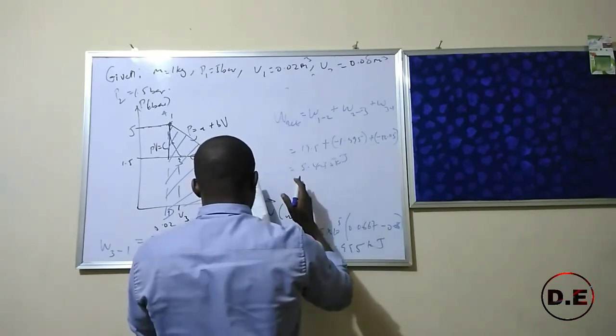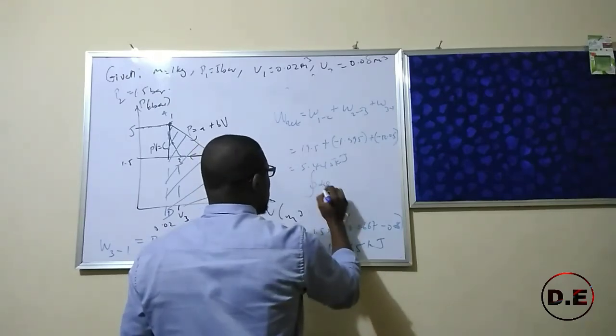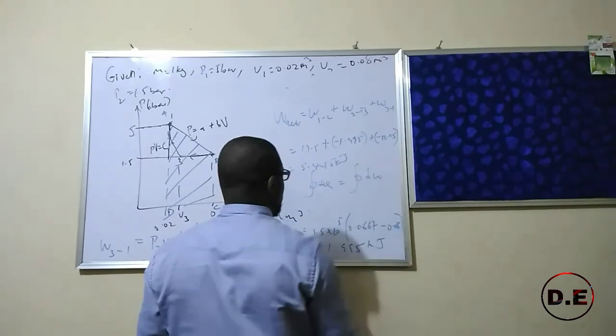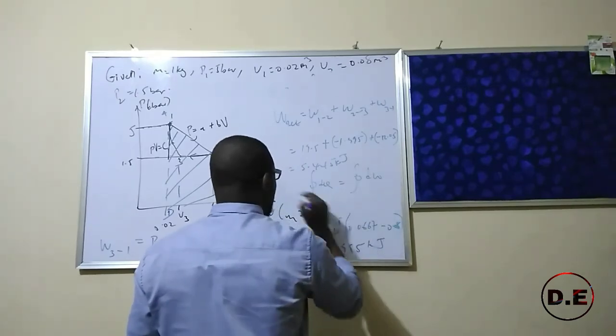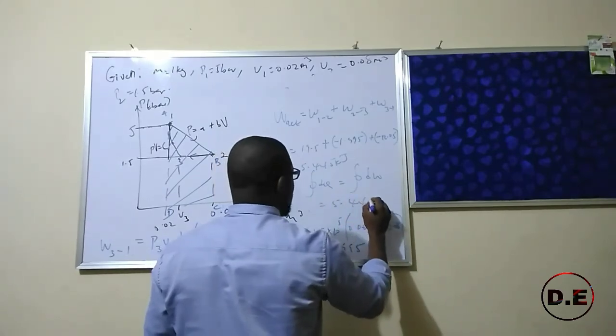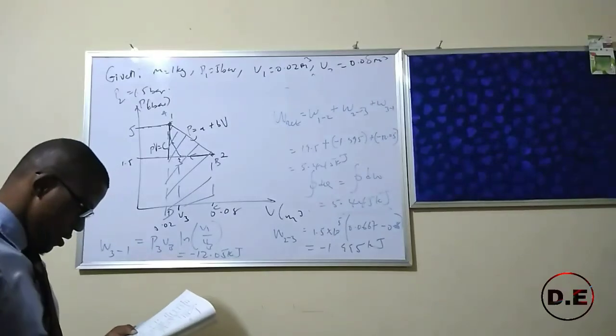Now this is the W net, which also means for a cycle, the cyclic integral of the Q is equal to the cyclic integral of the W. That means the heat transferred in the cycle is also equal to 5.445 kilojoules.